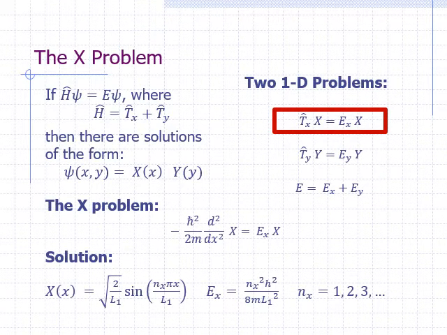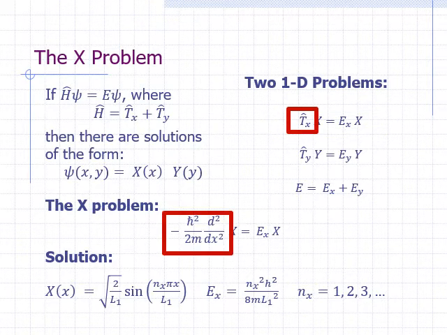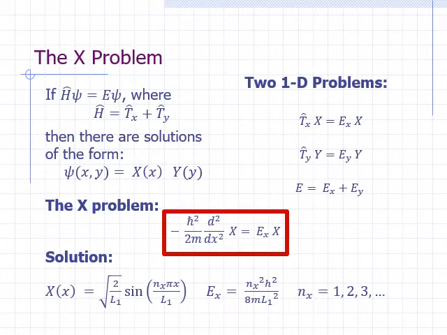Now let's take a look at the simpler equation that only involves x. The T sub x hat operator is just the kinetic energy operator for motion along the x-axis, and it is negative h bar squared times the second derivative with respect to x. If we look closely at this problem, we'll notice that we've seen this before. It is essentially the one-dimensional particle in a box problem. So we already know the solution. We just need to match the symbols we use for the one-dimensional problem with the symbols we are using here.